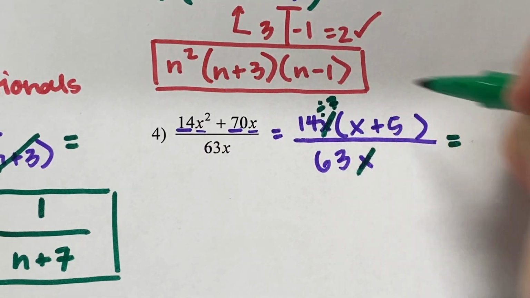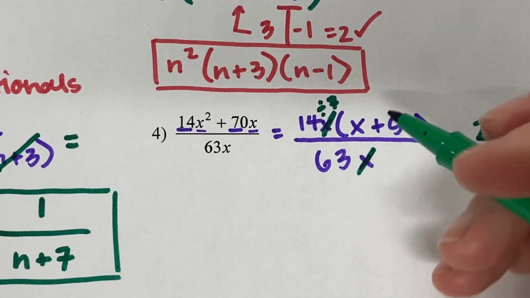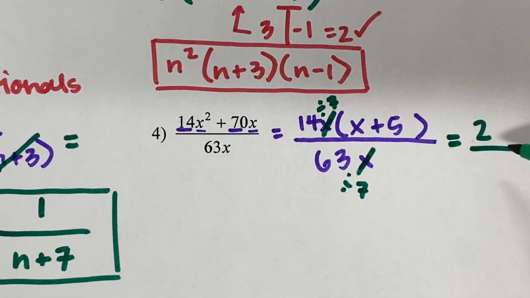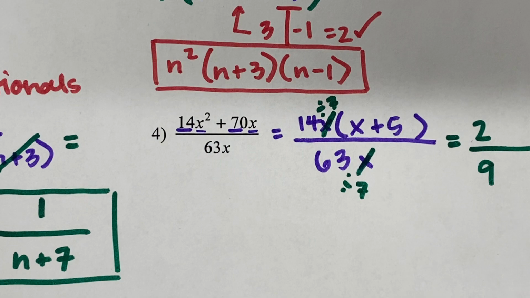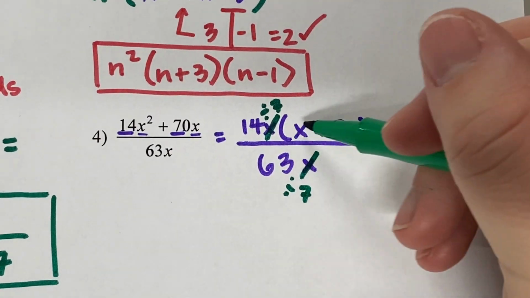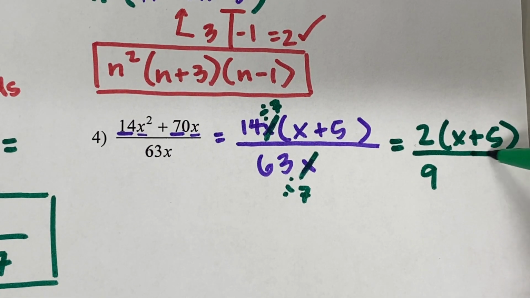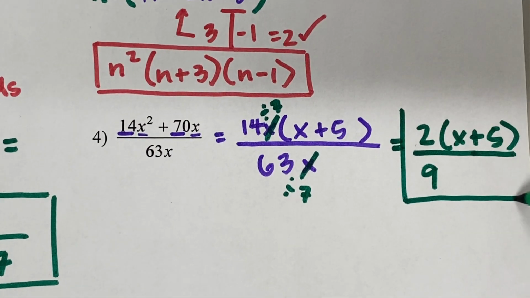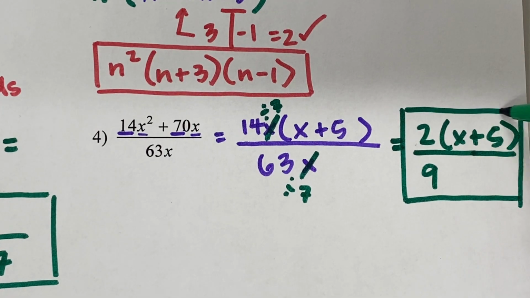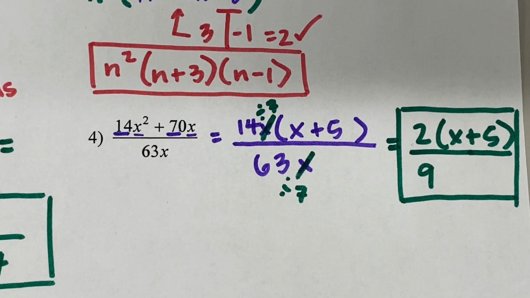So 14 divided by 7 would give me 2. 63 divided by 7 would give me 9. Okay, which cannot reduce any further, so we know we're good there. And then on top with the 2, I still have x plus 5. So final answer, 2 times x plus 5 over 9. Beautiful.